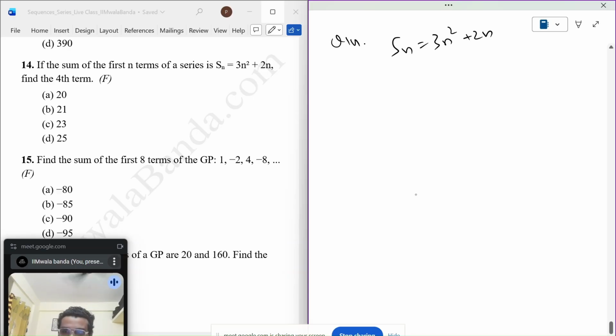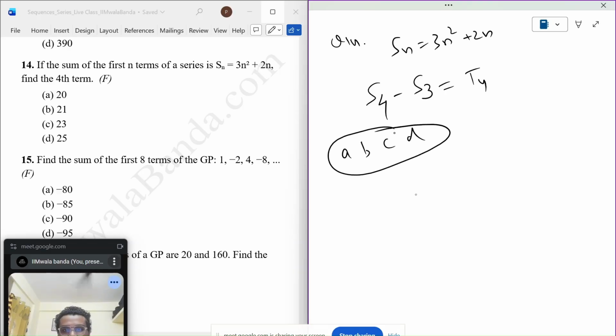Don't find all the terms and then add the first four terms. Look at it this way: whatever the sum till the fourth term is, if I subtract the sum till the first three terms, I'll get the fourth term. For example, let it be A, B, C, D. I'm finding the sum of the first four, and then I'm subtracting the sum of the first three. I'm automatically getting the fourth term. And this is very, very CAT favorite.